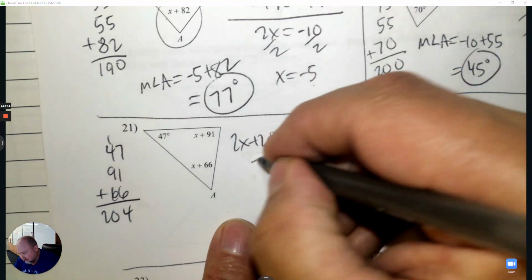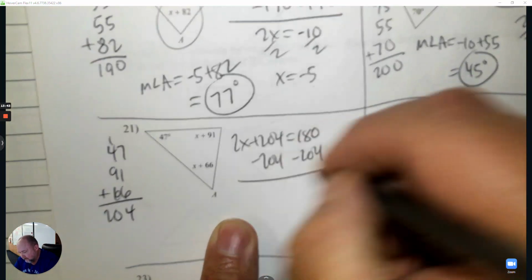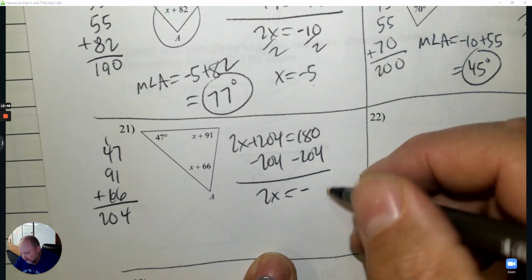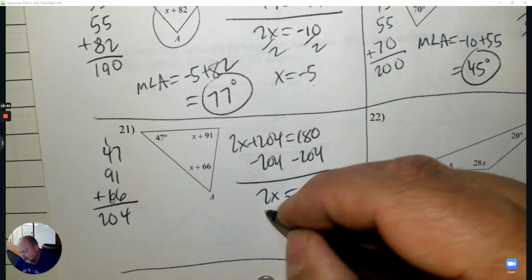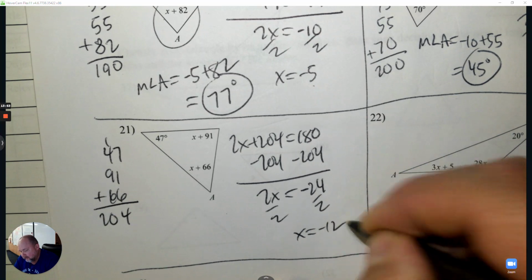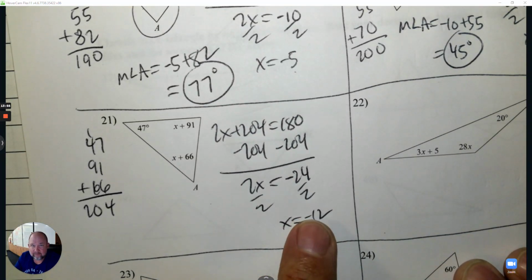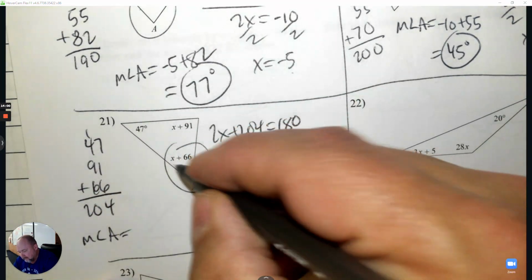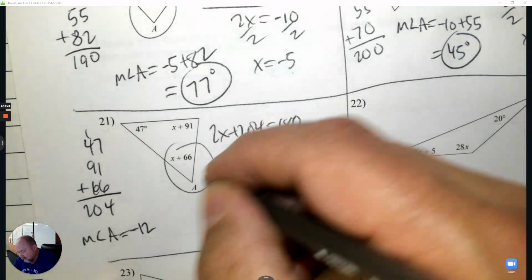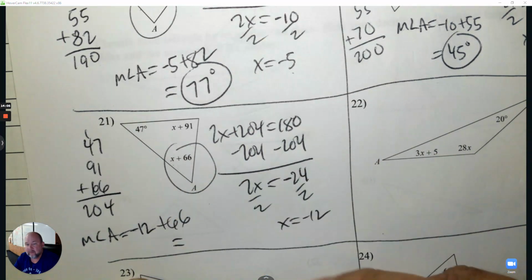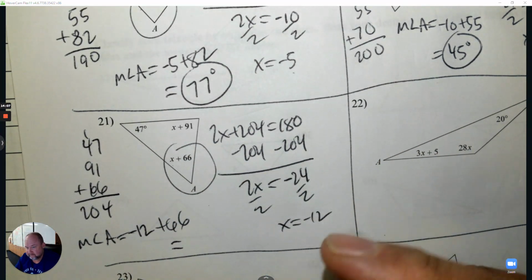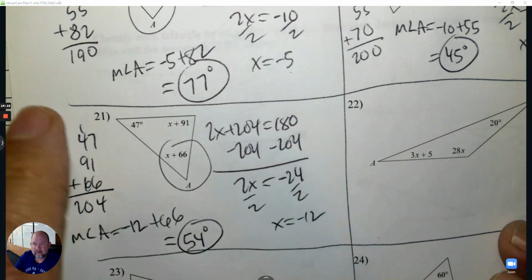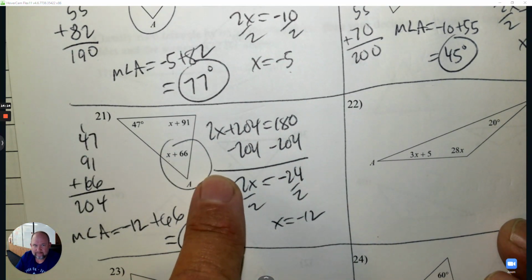Subtract 204. And then when I subtract, I get a negative answer. Is that 24? Divide by 2, and x is equal to negative 12. Find angle A. So the measure of angle A is going to be negative 12 plus 66. So in other words, what's 66 take away 12? And you get your answer. Again, if you need a calculator to support you here, it's okay.